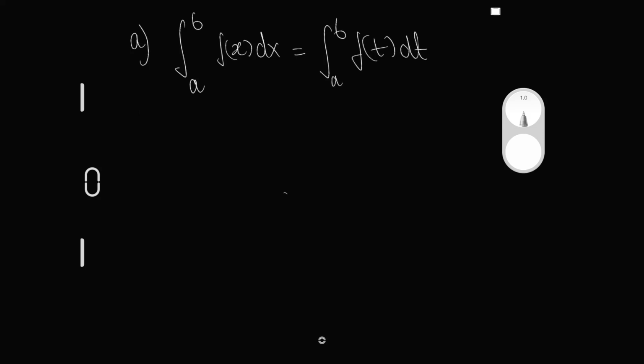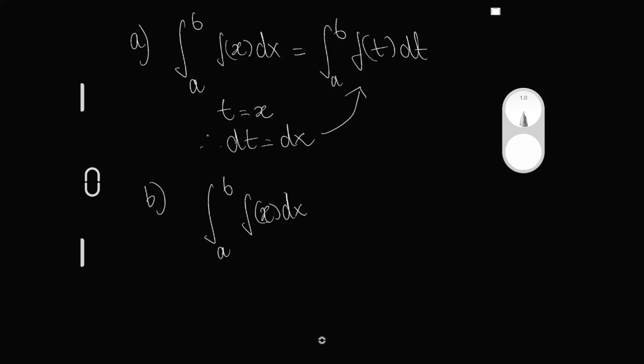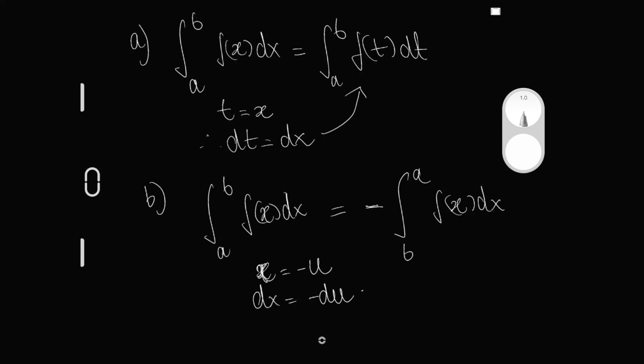This can be proved by putting a substitution where t is equal to x, so therefore dt is equal to dx, and therefore this comes into the integral. B, you have an integral of a to b f of x dx is equal to minus integral of b to a f of x dx. This can be proved by putting a variable such that x is equal to minus u and dx is equal to minus du, and then you can use property 1 to arrive back at this.